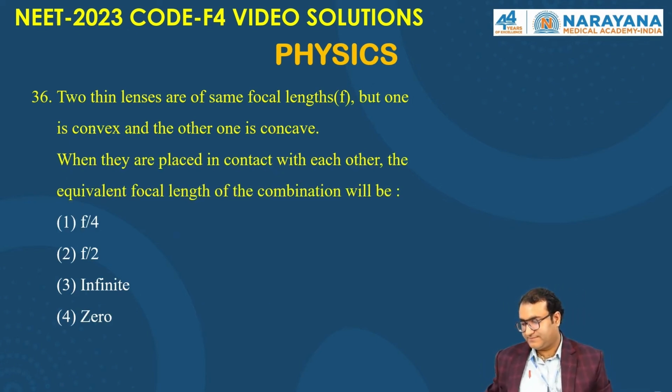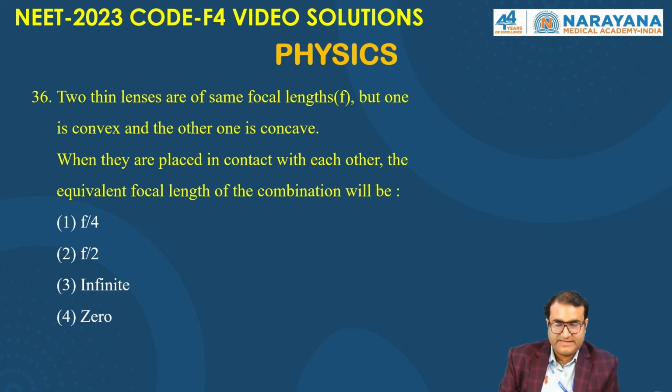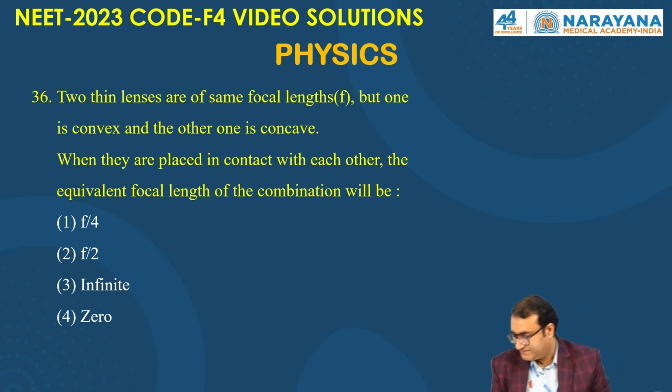Question number 36. Two thin lenses of same focal length f, but one is convex, one is concave, and they are placed in contact with each other. The equivalent focal length of the combination. Equivalent focal length, let it be f dash.